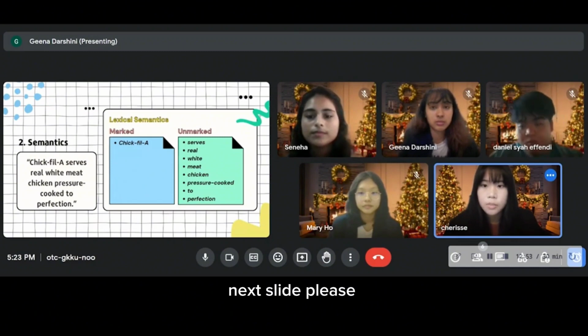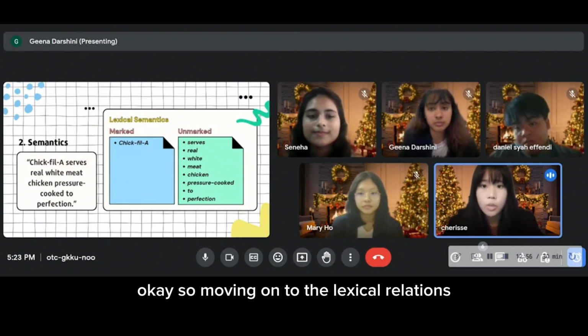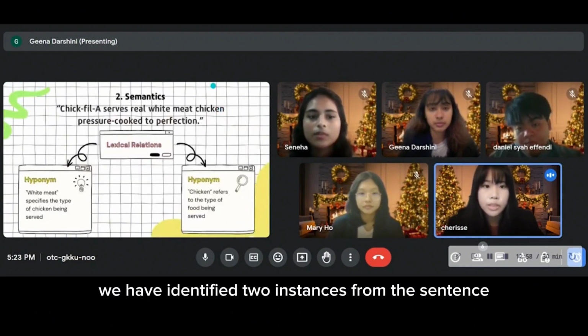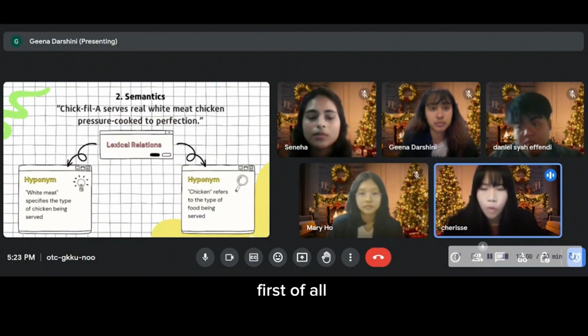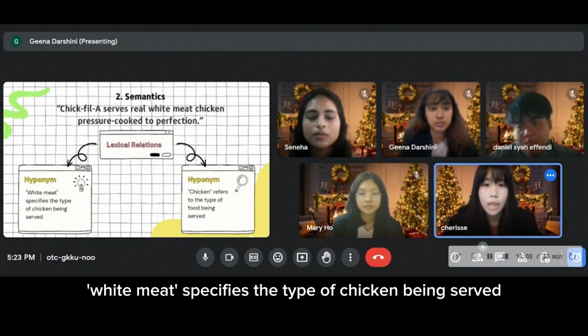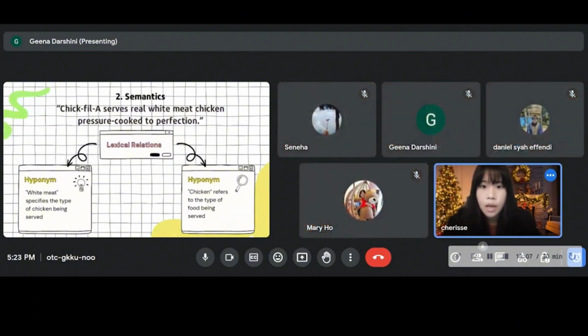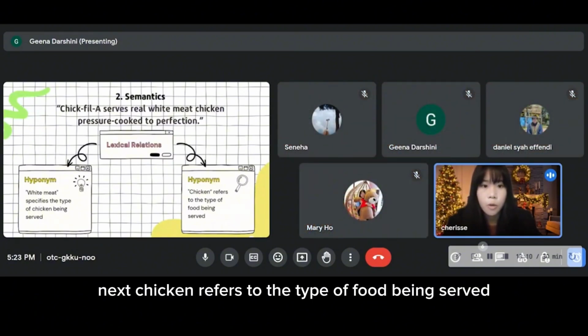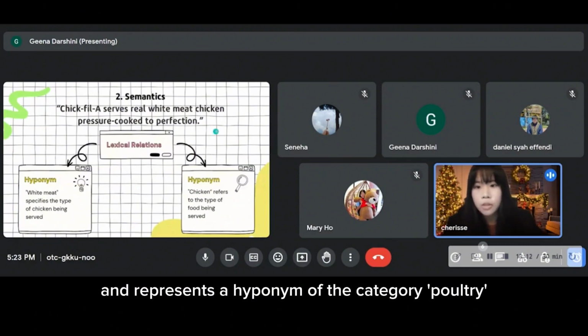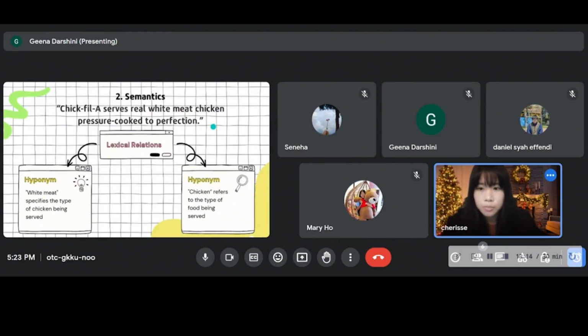Next slide, please. Okay, so moving on to the lexical relations, we have identified two instances from the sentence. First of all, white meat specifies the type of chicken being served, which is a hyponym of the broader category meat. Next, chicken refers to the type of food being served and represents a hyponym of the category poultry.